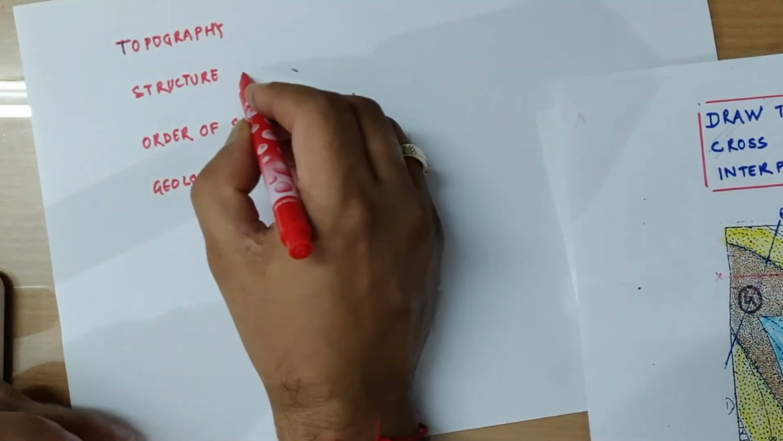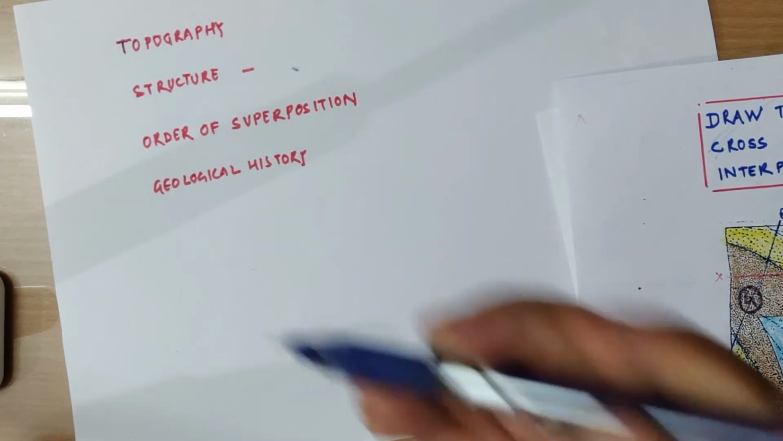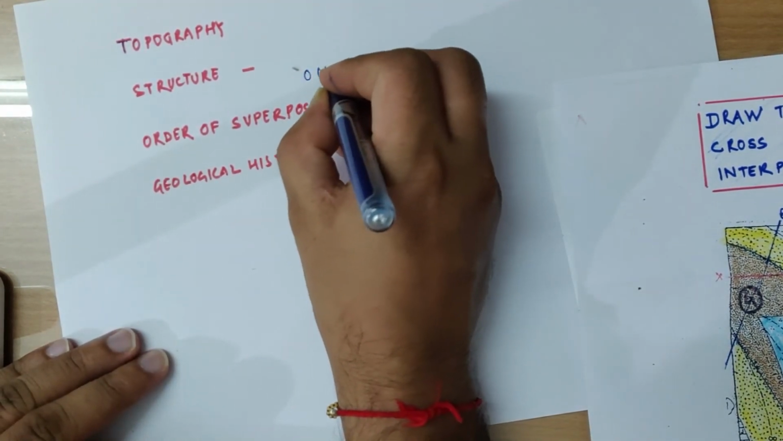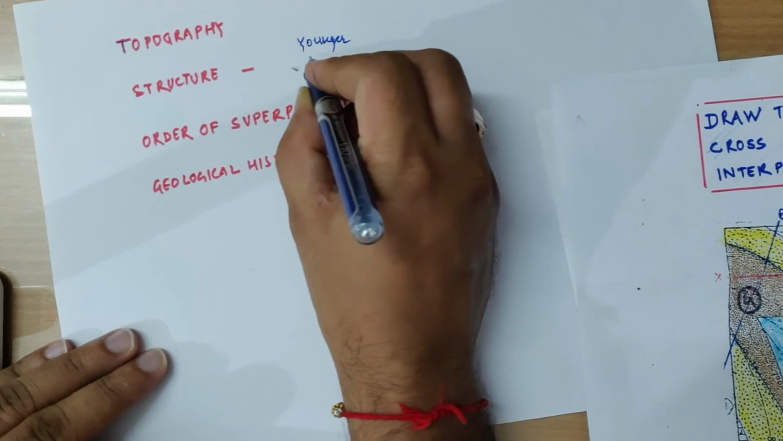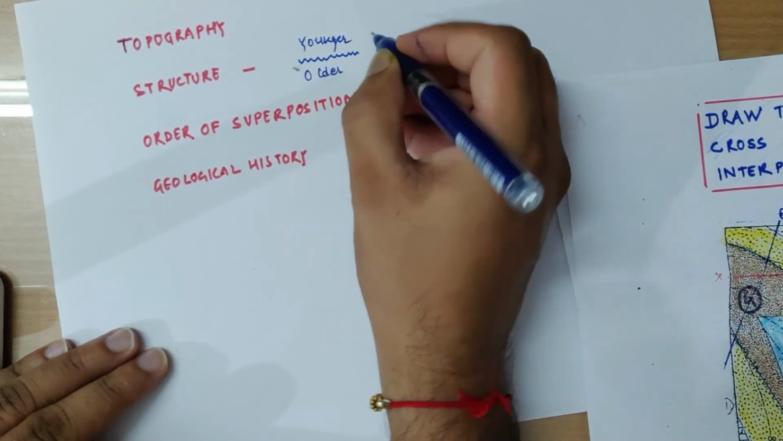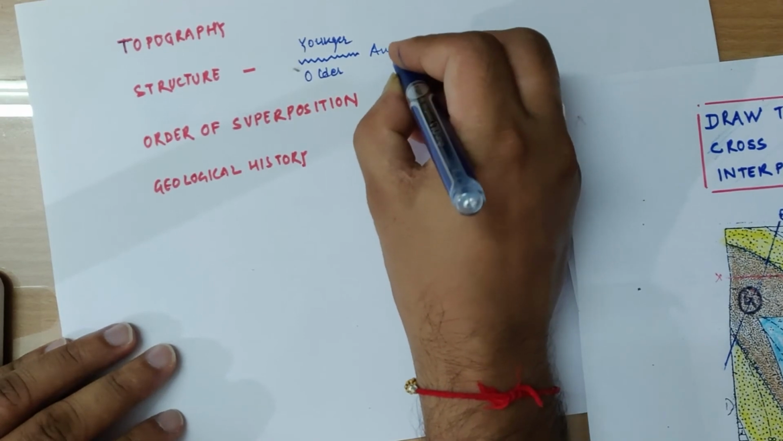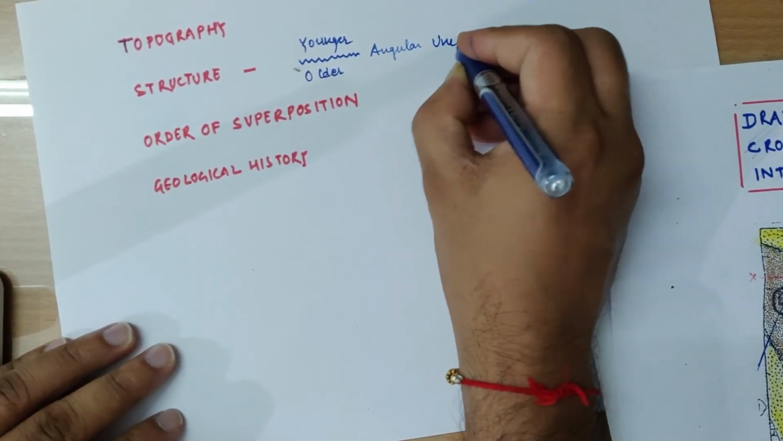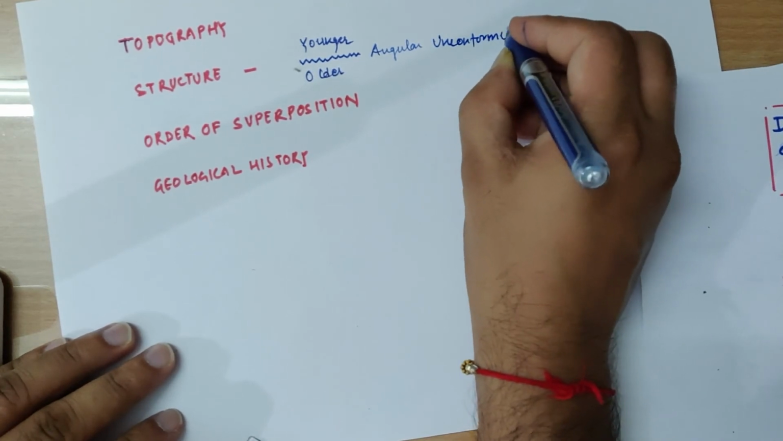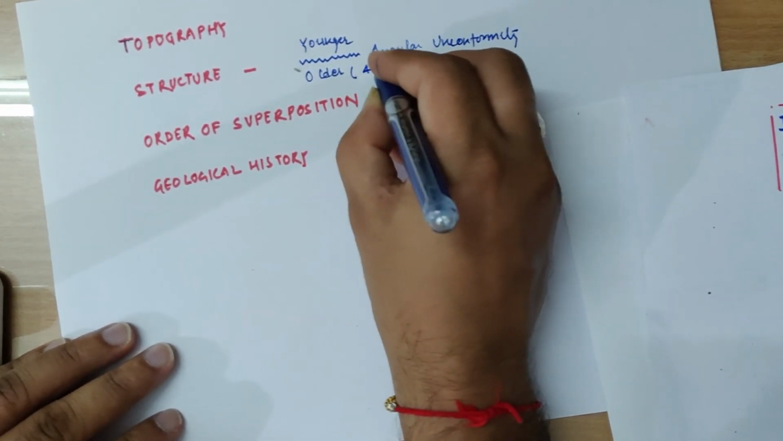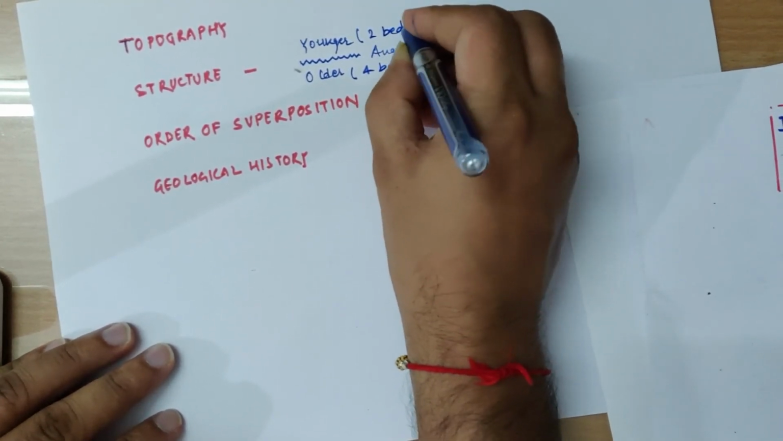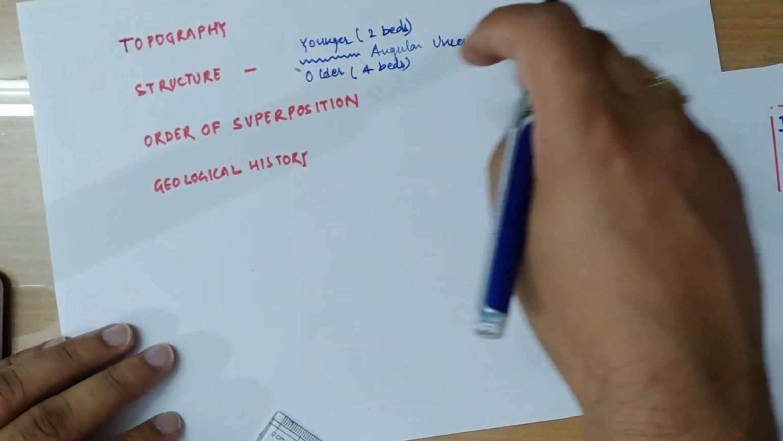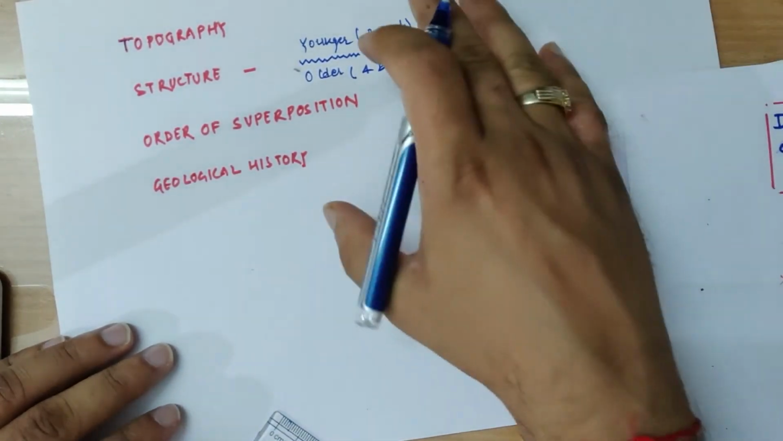Then we discuss the structures. In this particular map, we have two sequences, older and younger sequence, and they are separated by an unconformity. This is an angular unconformity. Older sequences consist of 4 beds and younger sequences consist of 2 beds. So we have 4 older beds, 1 angular unconformity and 2 younger beds. So these are the structures.